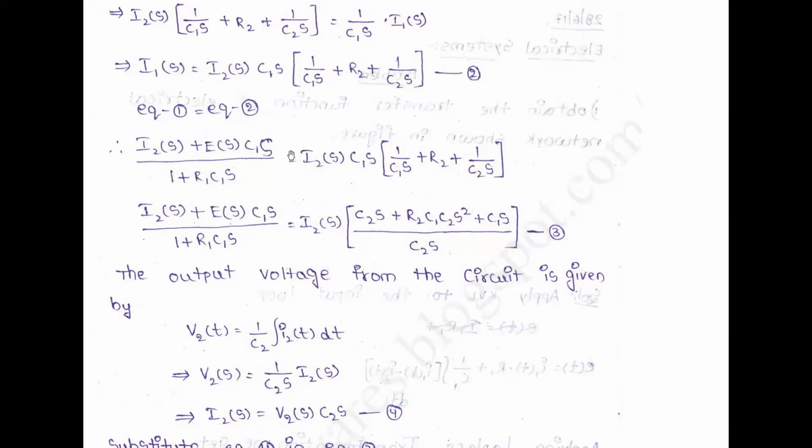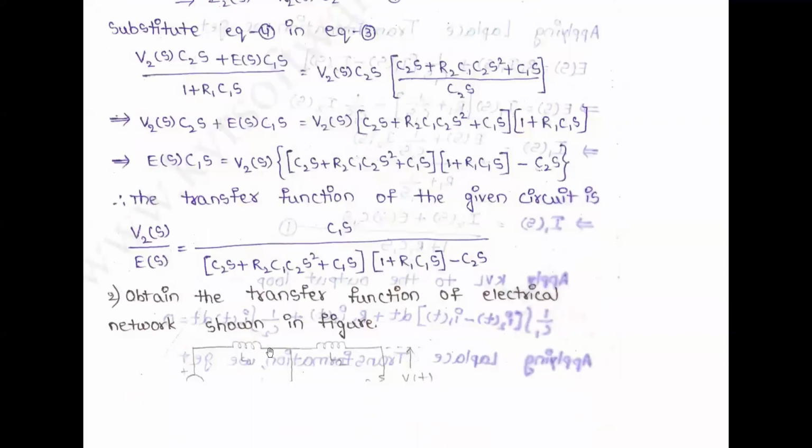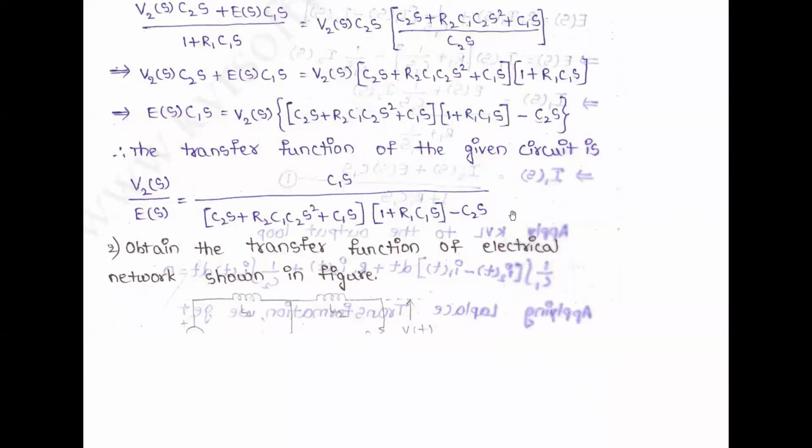Both equations are equated and solved. The output voltage across the capacitor, V2 of t, is equal to 1 by C integration of I of t dt. Substituting in 3 and equating 3 and 4, you are calculating the transfer function V2 of S by E of S. Okay, so this is the calculation of the transfer function in the given electrical network.